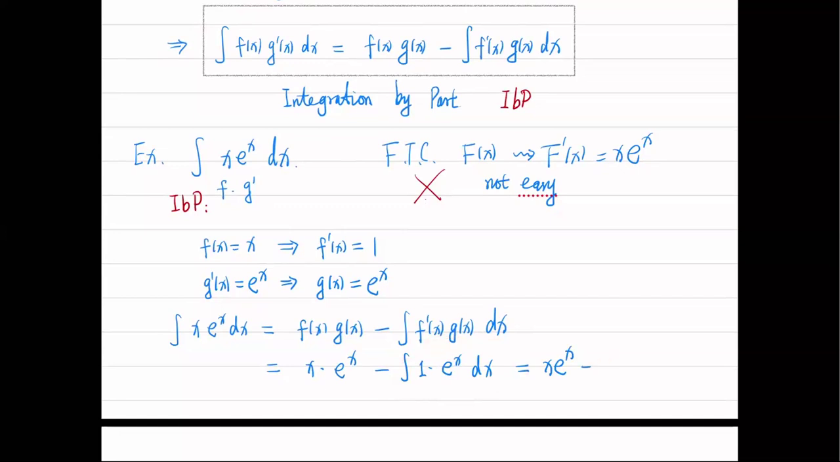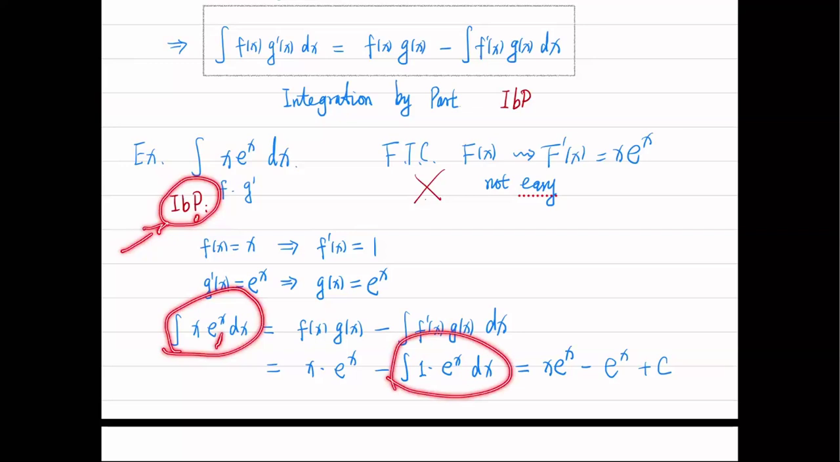Okay, so now see the integration by part, what it does. We want to do this complicated integral. By this technique, we only need to do this slightly simpler one. Then we find the indefinite integral.